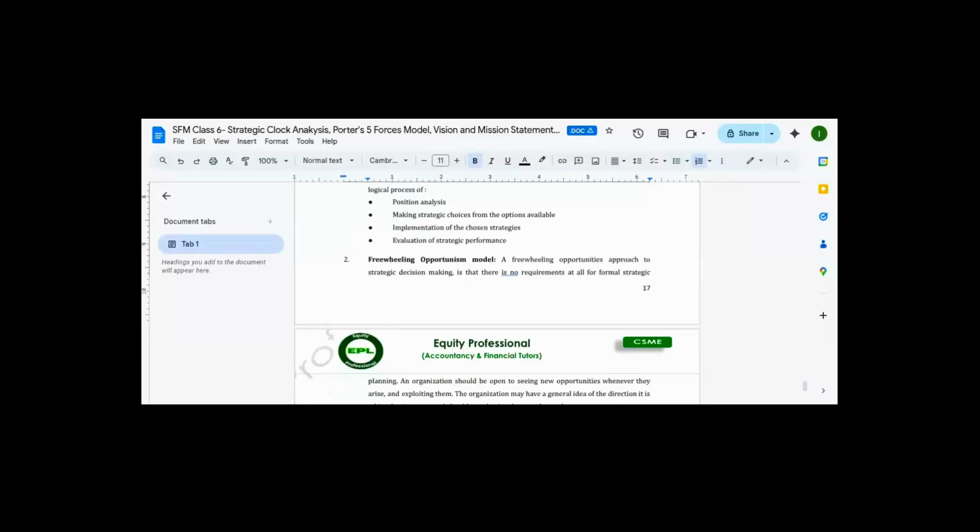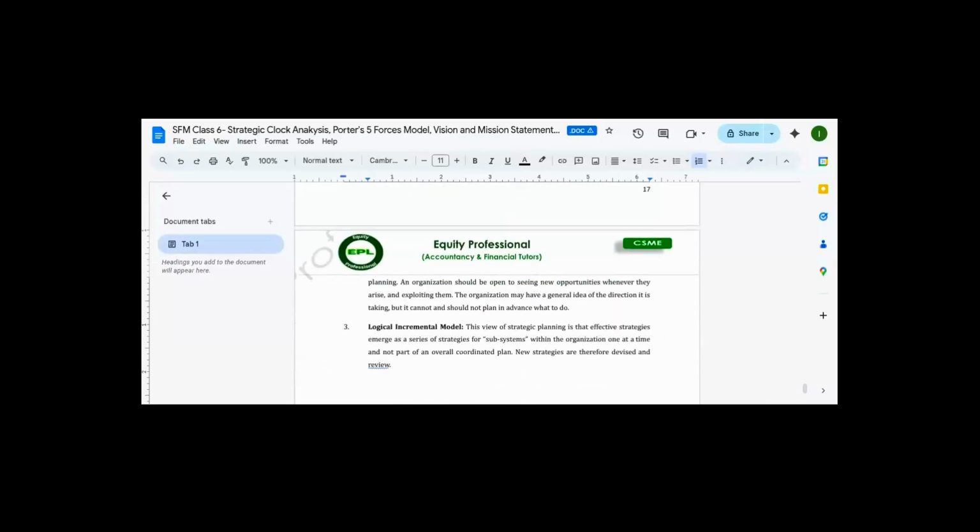These are some of the things that the rational planning model requires. The second approach to strategic planning is the free-wheeling opportunistic model. Free-wheeling. One of my professors calls it a dancing strategy model. Because with a free-wheeling opportunistic approach to strategic decision making, there is no formal requirement. There is no requirement at all for formal strategic planning. It is the situations that warrant the strategic approach that we use. Some might be emergent.